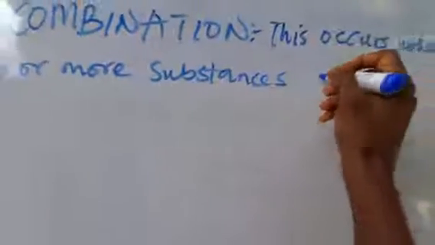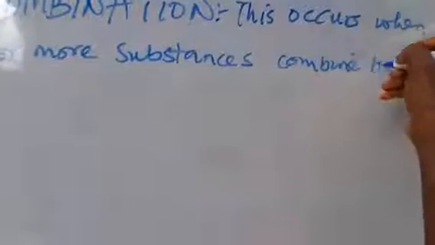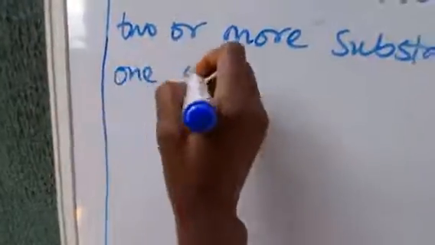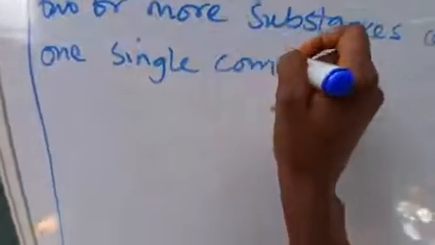Let's look at the chemical reaction that we term combination. A combination reaction occurs when two or more substances combine to form one single compound.